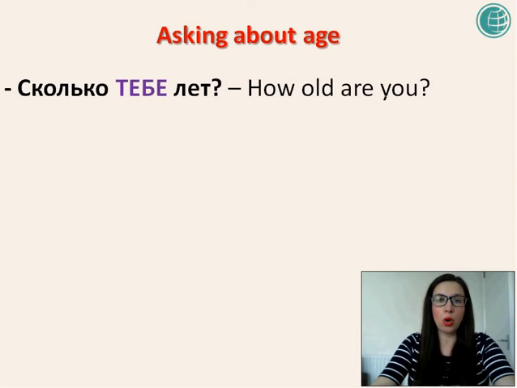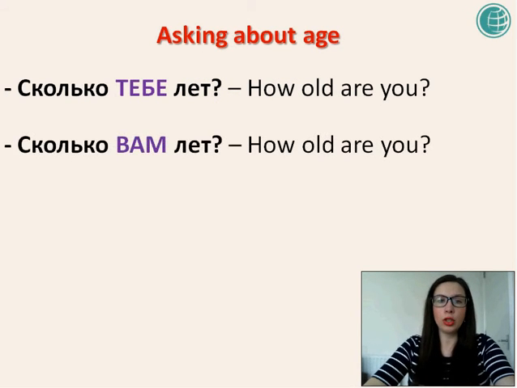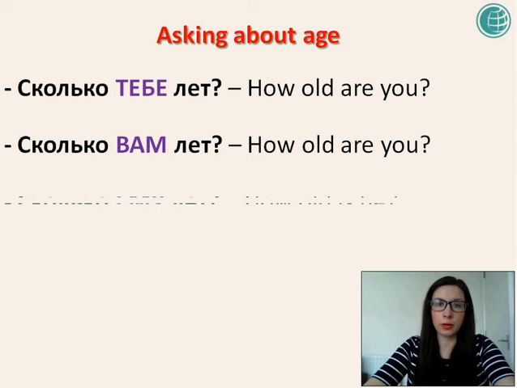The first and most common, сколько тебе лет? Тебе, when we ask your friend or a person you know very well, how old are you? And I will remind you that this is not exact translation of English sentence. If we translate it word by word, it will mean how many years are to you. Сколько тебе лет? Second question, сколько вам лет? The construction is similar, but вам you will use in a more official way when you talk to someone you don't know very well or to an elder person.